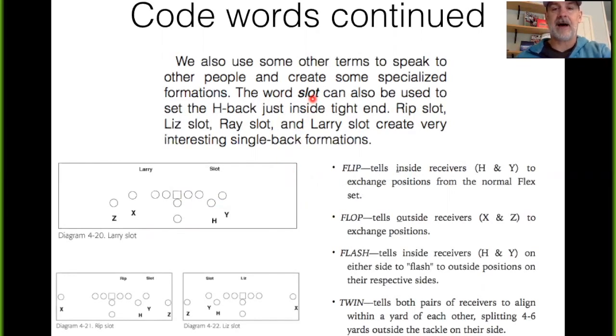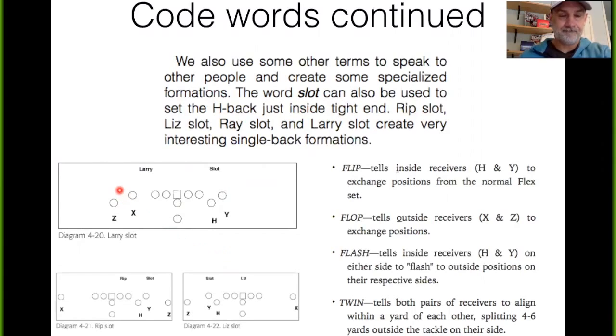But they use words like slot, which can be used to set the H-back just inside the tight end. Rip slot, list slot, race slot. So right here we have an example of a Larry slot.